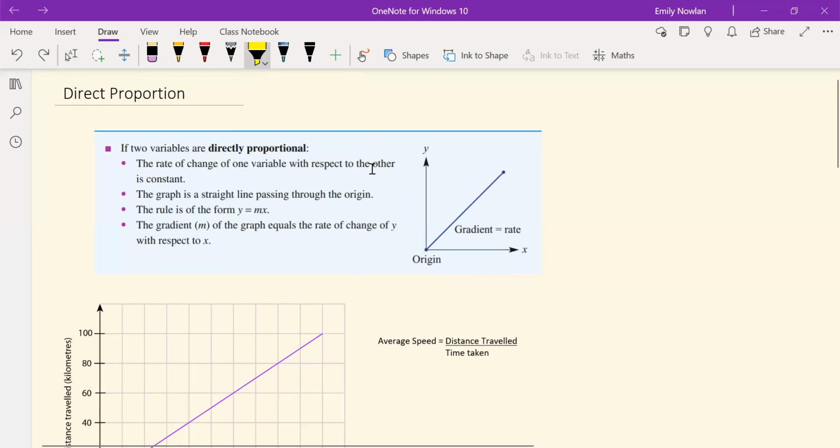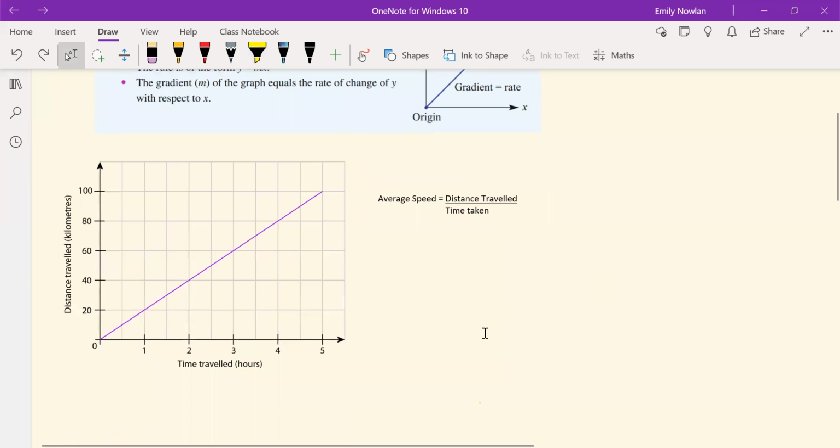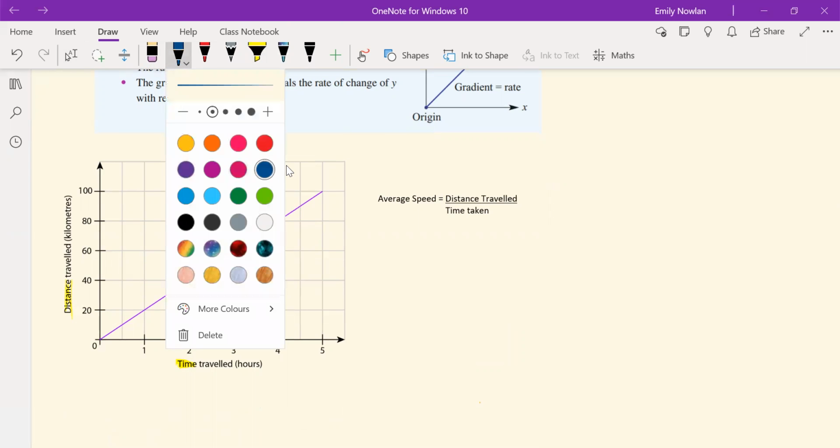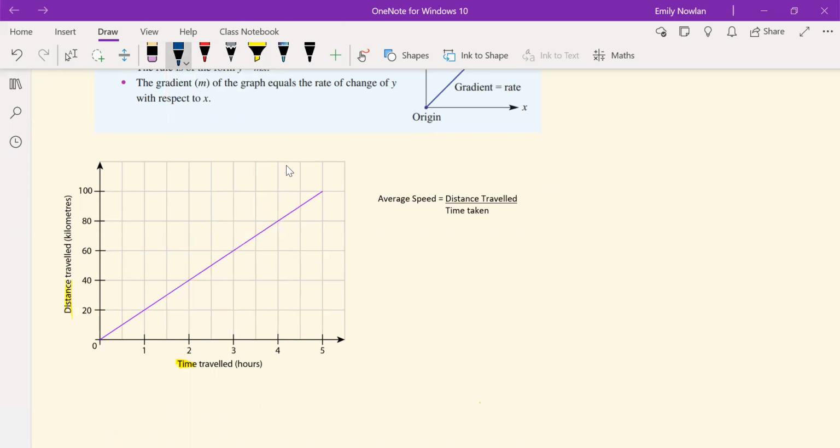So let's have a look at a graph that's a direct proportion graph. Now this is a distance time graph. They actually show the speed because this is showing a rate of change, how quickly the distance changes with respect to time. And as you can see, it works. It's a direct proportion graph because it goes through the origin here. It's a straight line, and we can get a constant rate of change. So the speed is actually the rate of change.